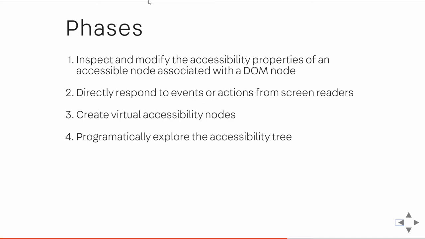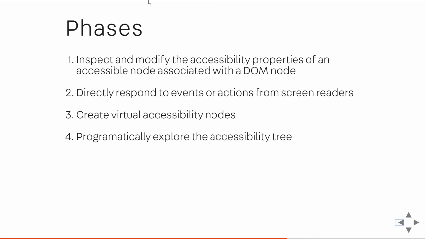So the specification has a few phases. The first one is quite simple. Inspect and modify accessibility properties of an accessible node. So an accessible node is what I told you about. That's the node in the accessibility tree, which is usually for now exactly related to one DOM node.